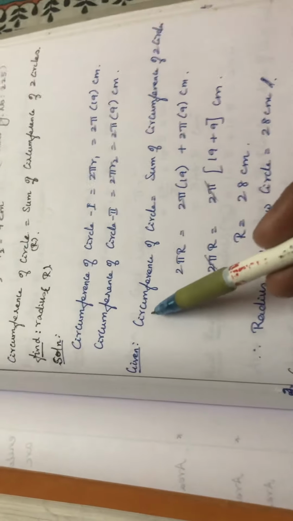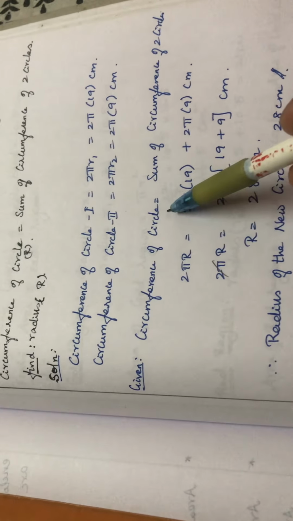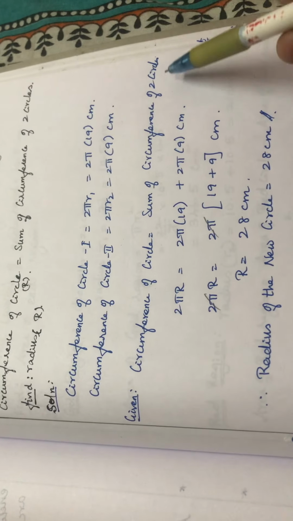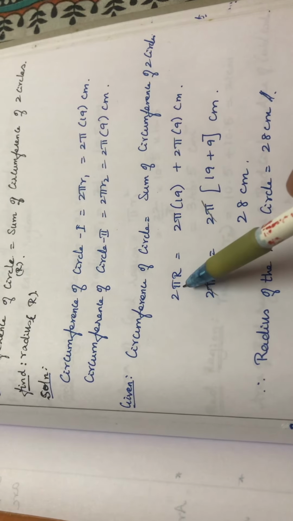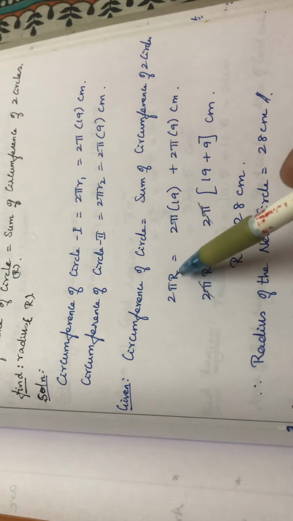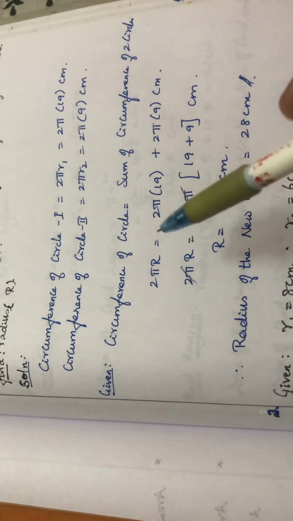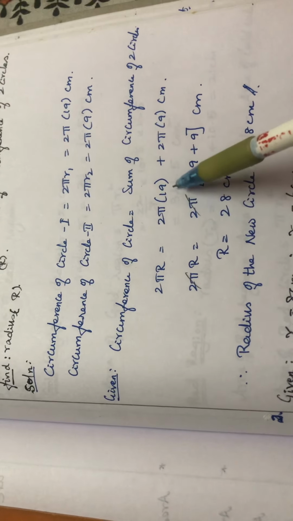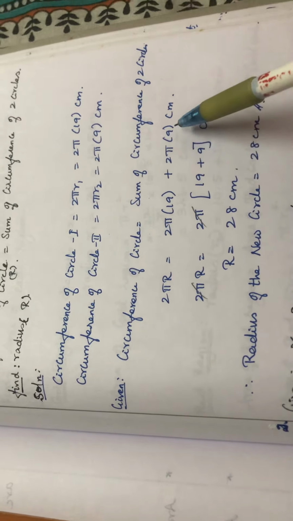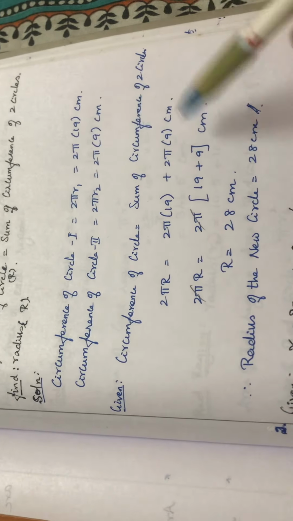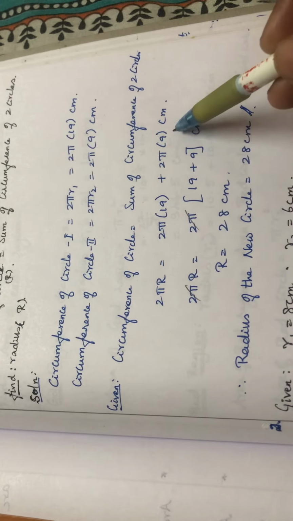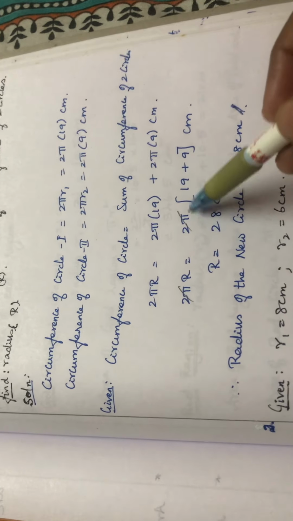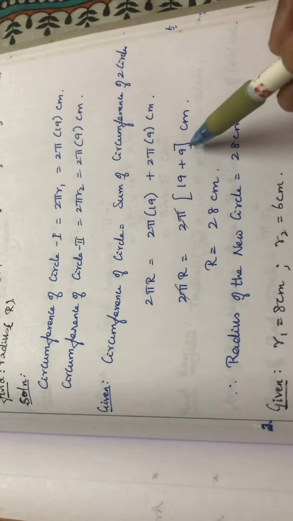Now it is given that the circumference of the bigger, newly formed circle is equal to the sum of the circumferences of the two circles. The formula for circumference of the circle is 2 pi r. Here the radius I have taken as capital R. So I am writing 2 pi capital R is equal to 2 pi into 19 plus 2 pi into 9, that is circle 1 plus circle 2. Now from this side I can take 2 pi as common. Inside the bracket I am writing 19 plus 9.